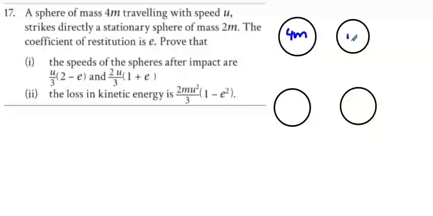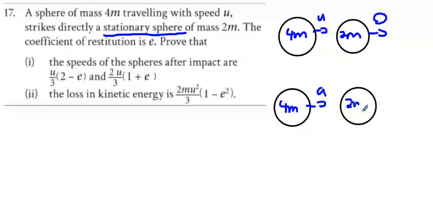4M, speed U. Oh, and that's actually a mass 2M. And 2M is actually going 0. How do we know that? Stationary sphere. The coefficient of restitution is E. Happy days. Now, after the collision, we're just going to do what we always do. A and B. Okay, for you guys?